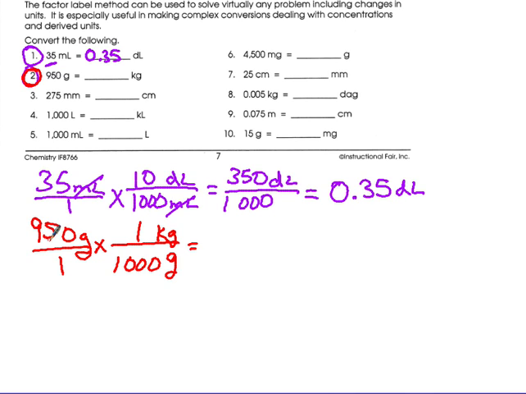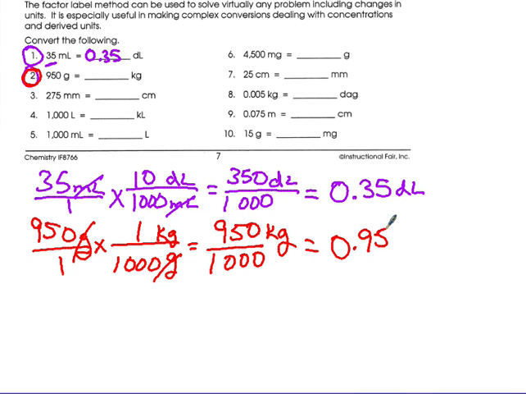And I again multiply the top numbers, 950. My grams cancel, and I'm left divided by 1,000, 0.95 kilograms. Now in this case I have 3 significant digits. No, I have 2 significant digits because there is no decimal. So I have two significant digits in my answer.